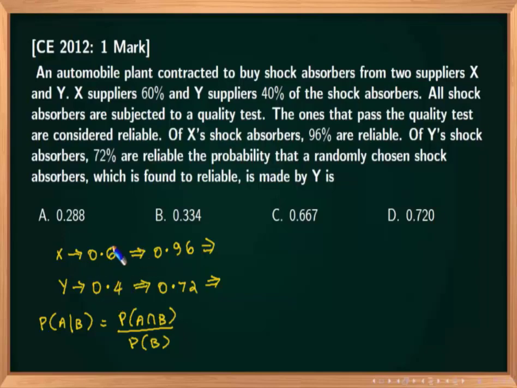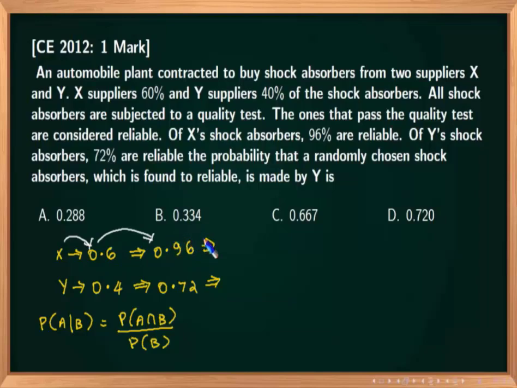Now, of those things which X delivers, 0.96 are found to be reliable, whereas those supplied by Y only 0.72. I mean, the probability is given in percentage. When you divide it by 100, you'll be getting this value. So the first thing is, you have to find the probability of a reliable shock absorber supplied by X. X has to supply it, and it has to be reliable. So this thing has to happen and this thing has to happen.